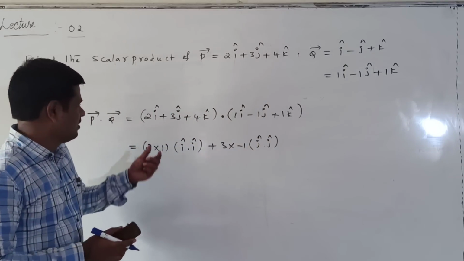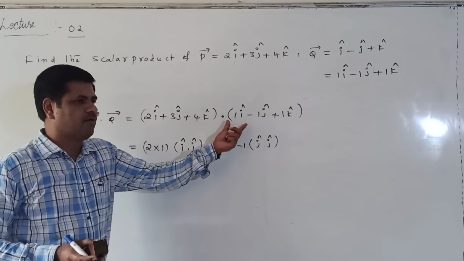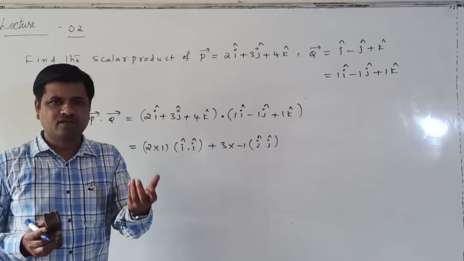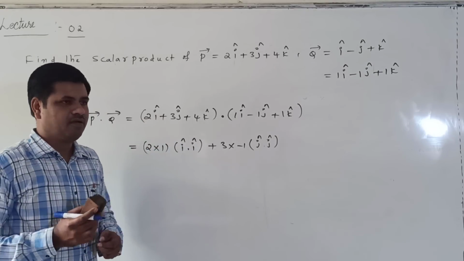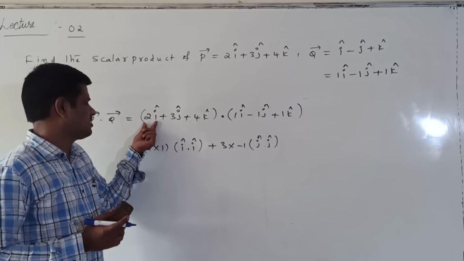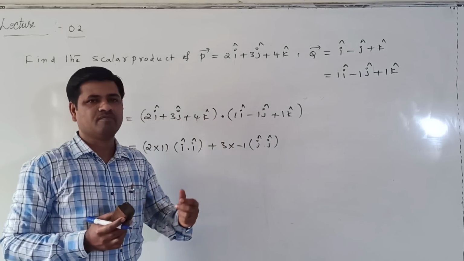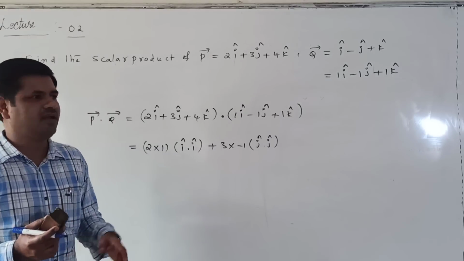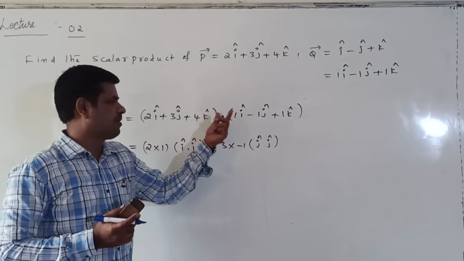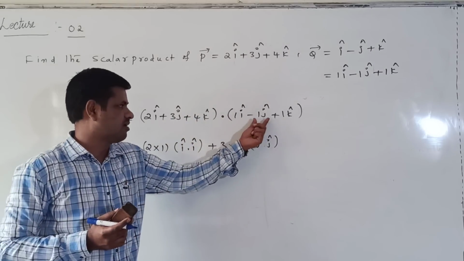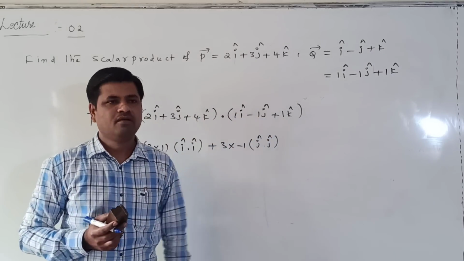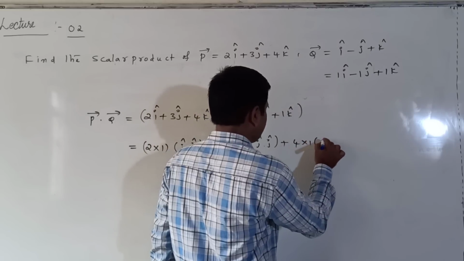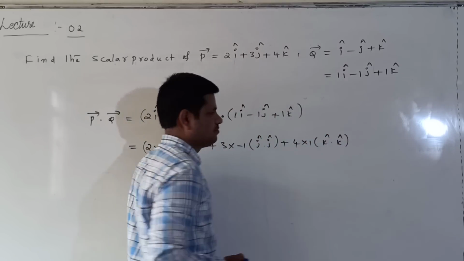Means we are multiplying i terms with i terms when making the dot product. Actually we multiply every term with every term, but the remaining products give 0. That's the reason we directly take the i term dot i term, j term dot j term, k term dot k term. Right, this is a simple way. Now plus 4 into 1 into k cap dot k cap.